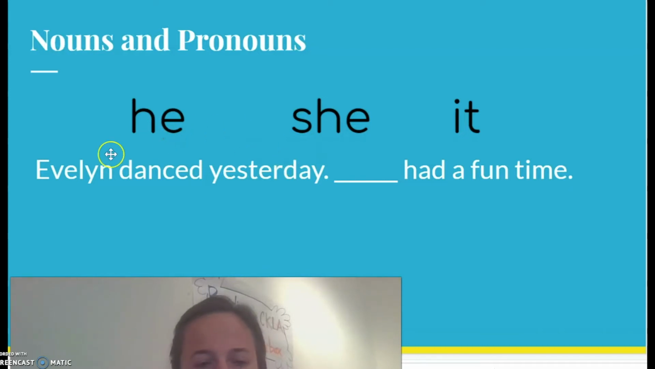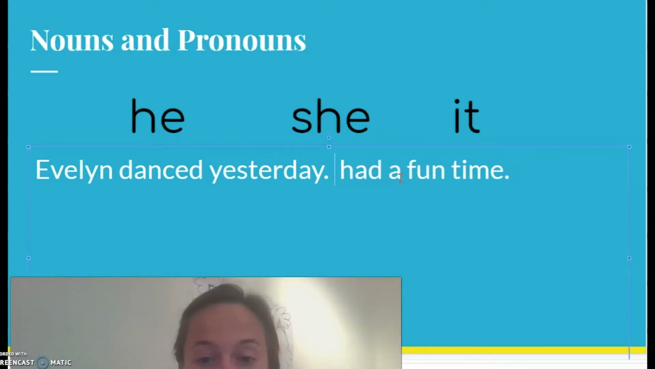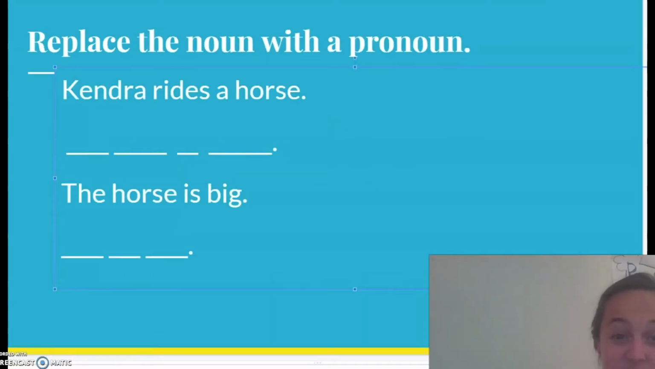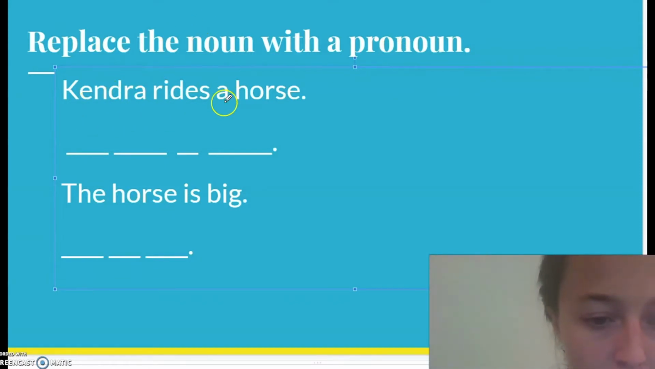Evelyn danced yesterday. She had a fun time. That kind of makes sense. Yeah, would it make sense? Evelyn danced yesterday. It had a fun time. No, we wouldn't use it because it talks about things. She is talking about a girl, so we could put she in this blank. Evelyn danced yesterday. She had a fun time. I need your help deciding what pronoun could go in these blanks. So this first sentence, read it to me. Yeah, Kendra rides a horse.